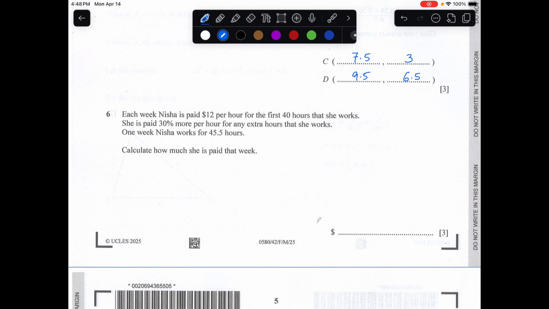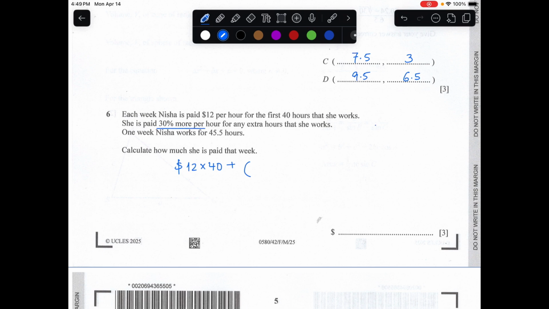Question 6. Each week, Nisha is paid $12 per hour for the first 40 hours she works, and she is paid 30% more per hour for any extra hours that she works. One week, Nisha works for 45.5 hours. Calculate how much she is paid that week. So we know that she is paid $12 for the first 40 hours, and for every hour that she works extra, she is paid 30% more.